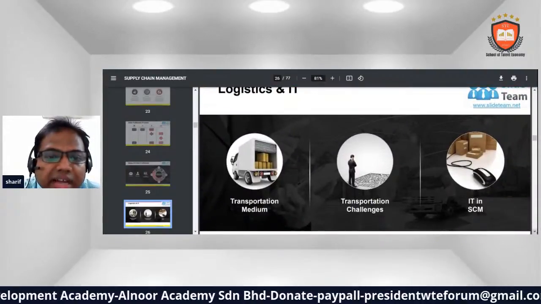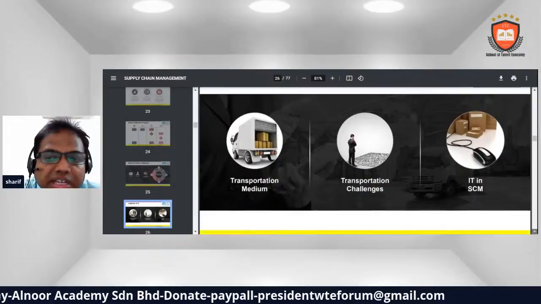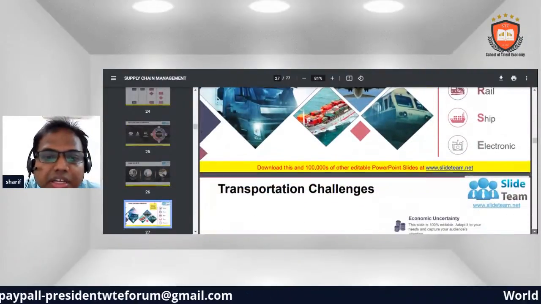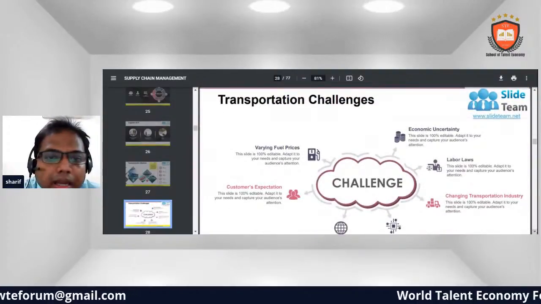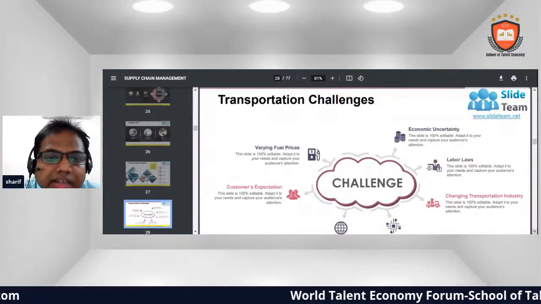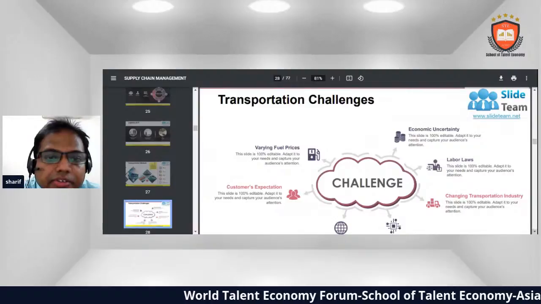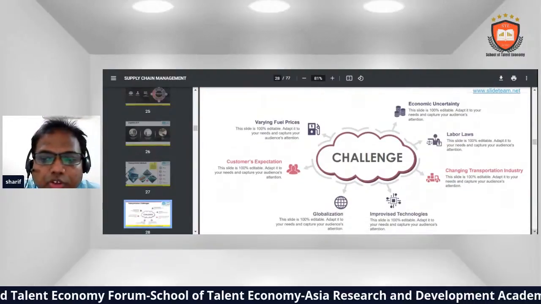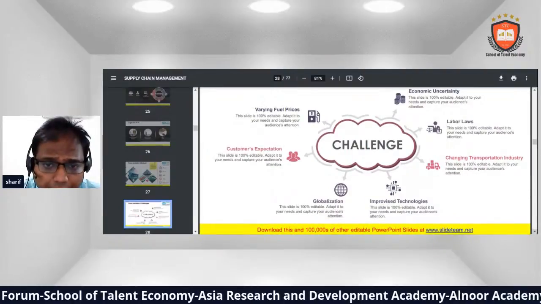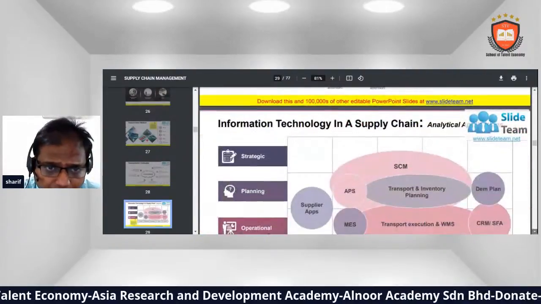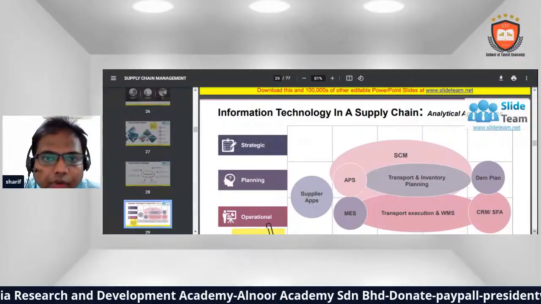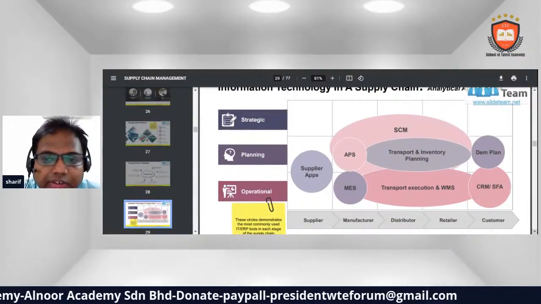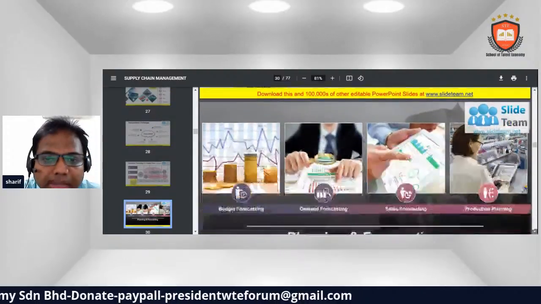Here is the logistics and IT: transportation mediums, transportation challenges, IT in SCM. Transportation mediums: plane, truck, rail, ships, and electronic. Transportation challenges: variety of fuel prices, economic uncertainty, labor law, changing transportation industry, improvement, technology, globalization, and customer expectations. Information technology in supply chains: SCM, transportation, inventory planning, transport execution, and WMS.